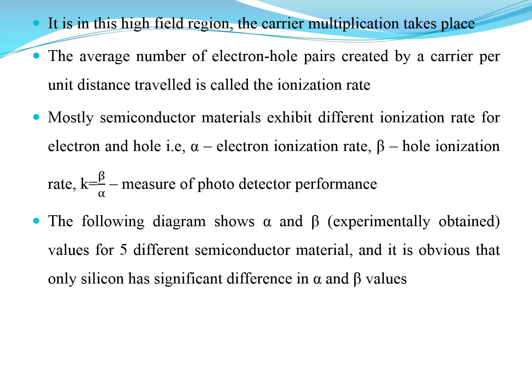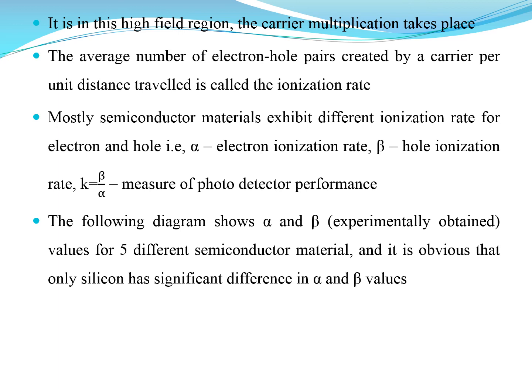Normally the same thing happens here. In comparison with the APD pin photodiode, it remains the same. So the average number of electron hole pairs which are created by a carrier per unit distance traveled is called the ionization rate. We earlier discussed impact ionization. The same process here we are considering as a rate, the average number per distance, which is the ionization rate.